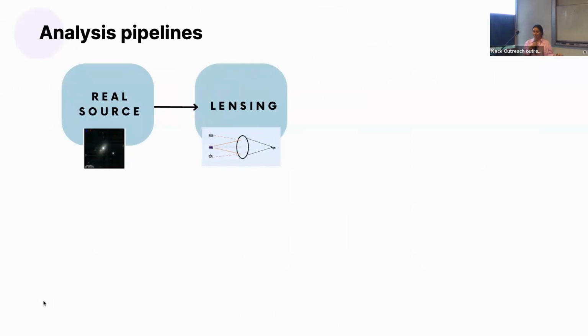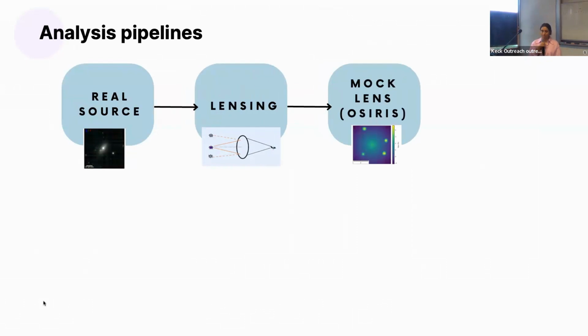Then the next step is I lens those sources. I have very low redshift sources, and I pretend that they are at a higher redshift. So I adjust the flux ratios and the flux of the image, and I lens it with a very representative lensing configuration, where my source is directly on top of my deflector, so the mass of the lens is right on top of the source. Then I can create my mock OSIRIS lenses. This is all the simulation component.